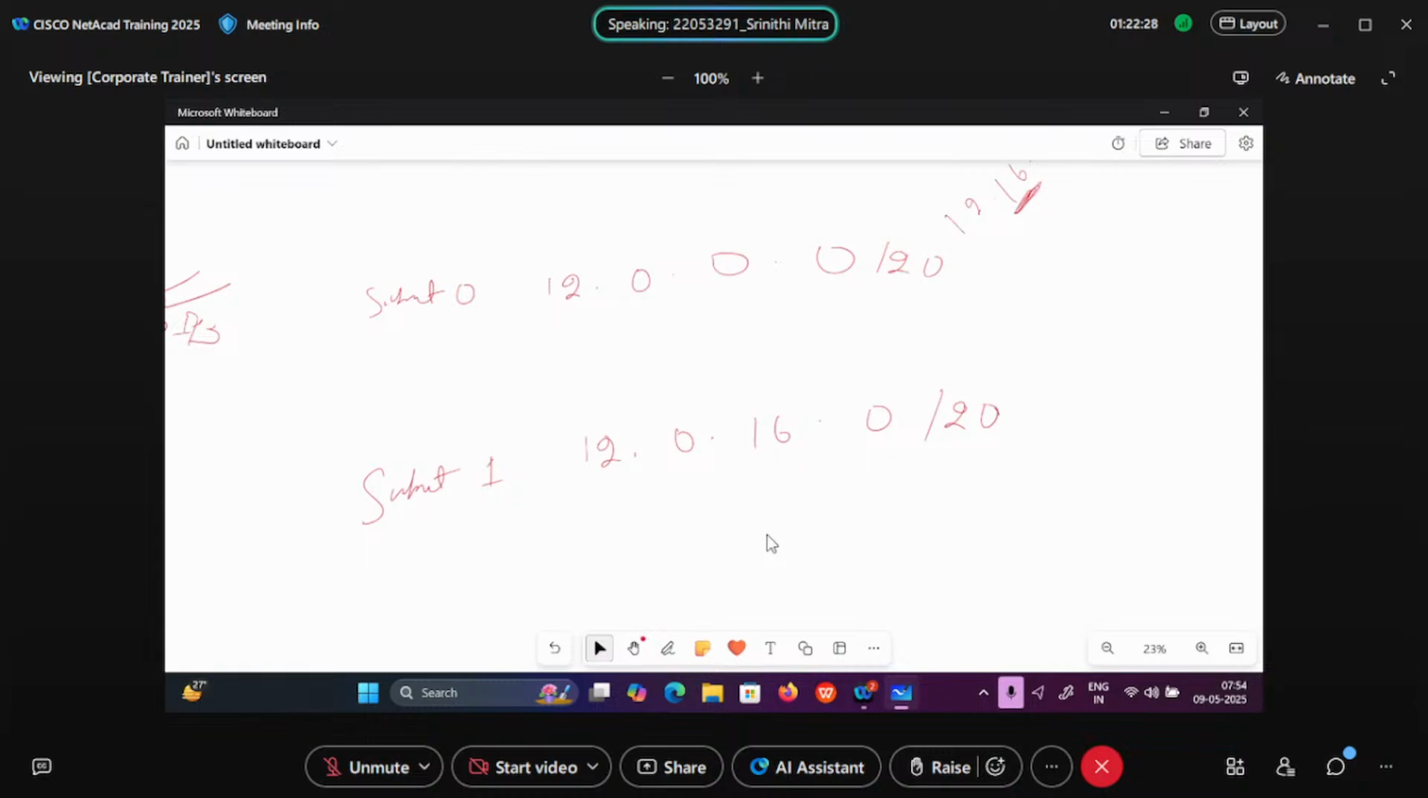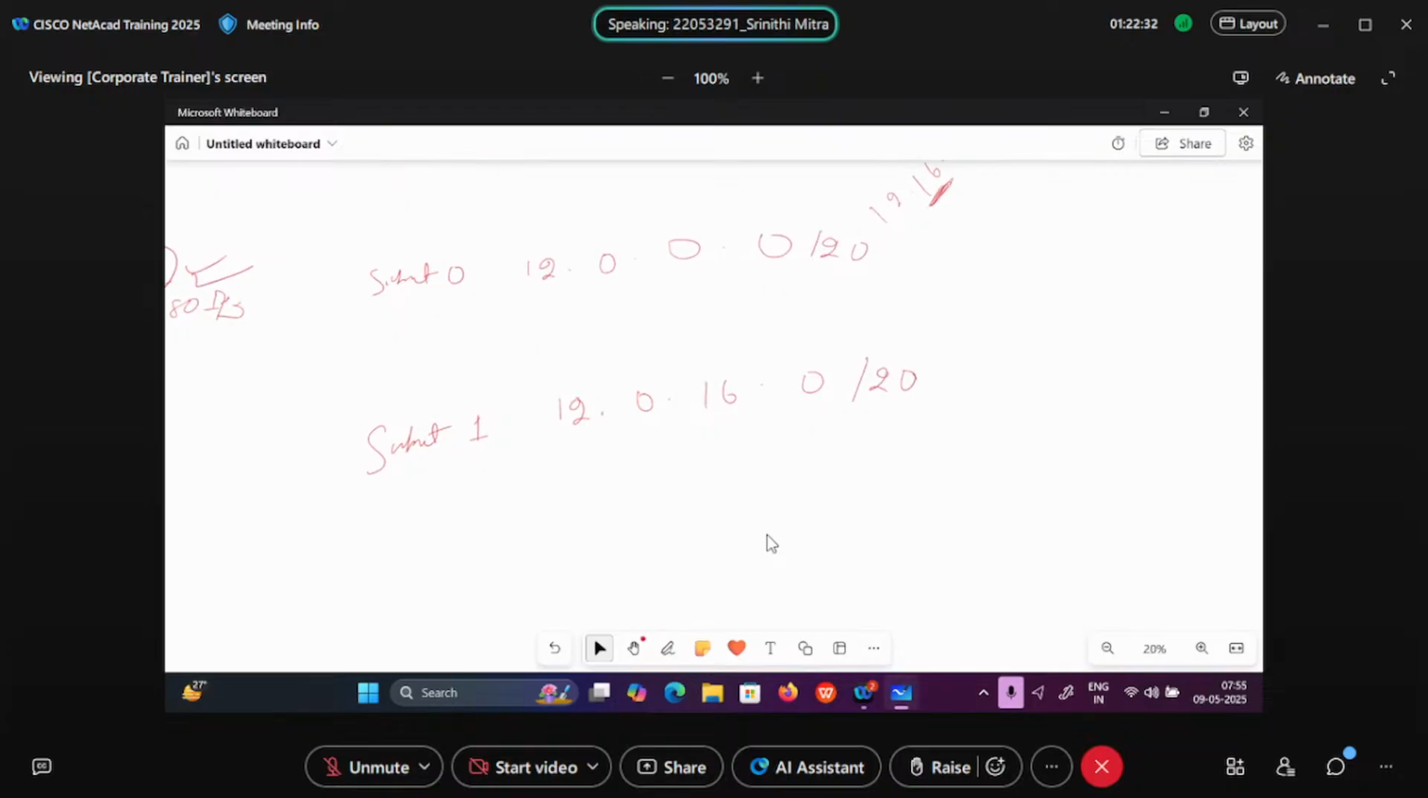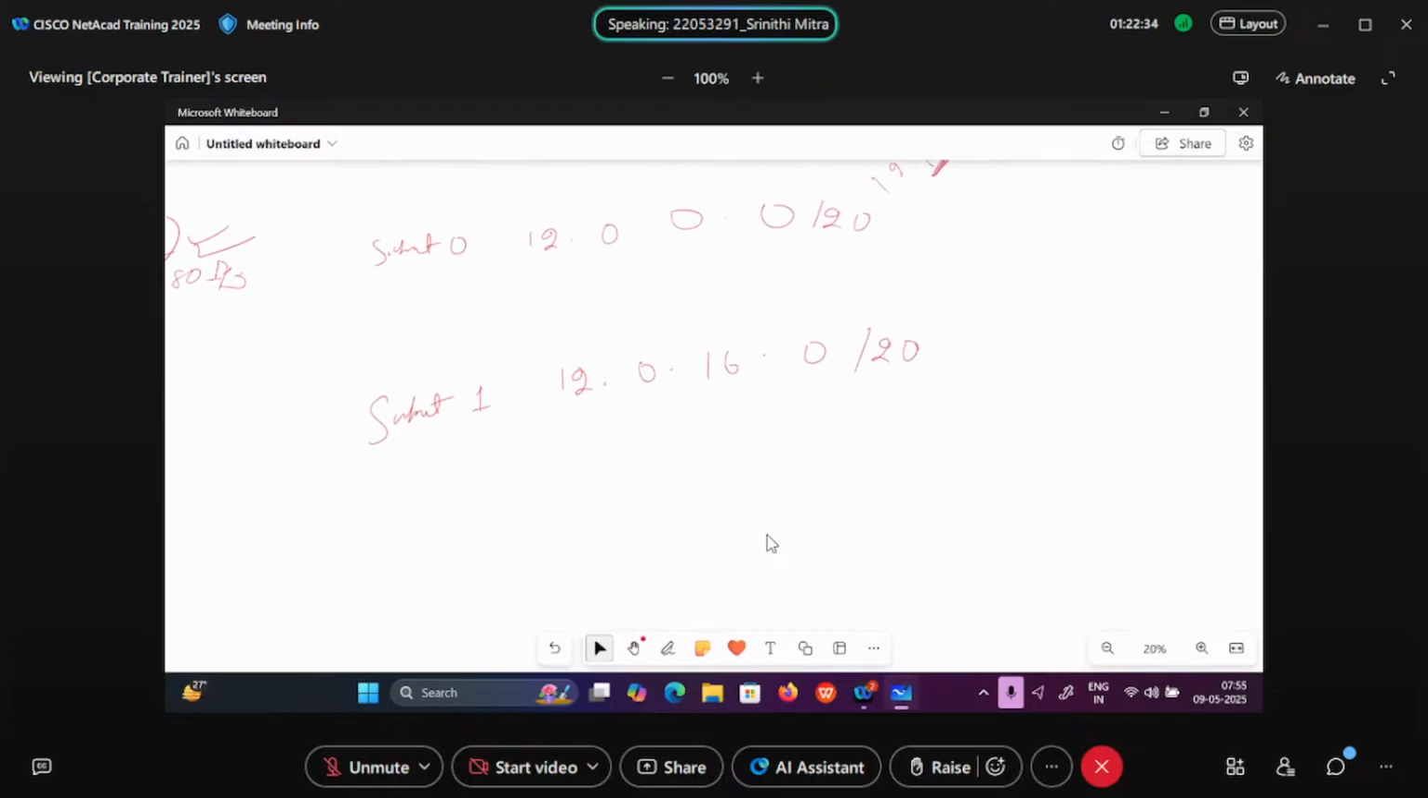Let's see. But say if we increase in the third octet after 16, we are utilizing more than 20 bits. So how is a new network created? I'm coming to that. Just wait. If you use the 16, also see the last values. If you use that 16, just look here, here is what we have used.